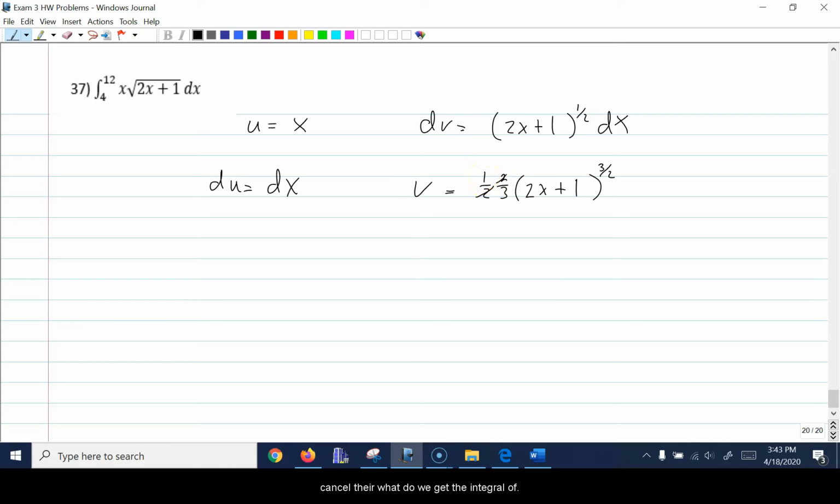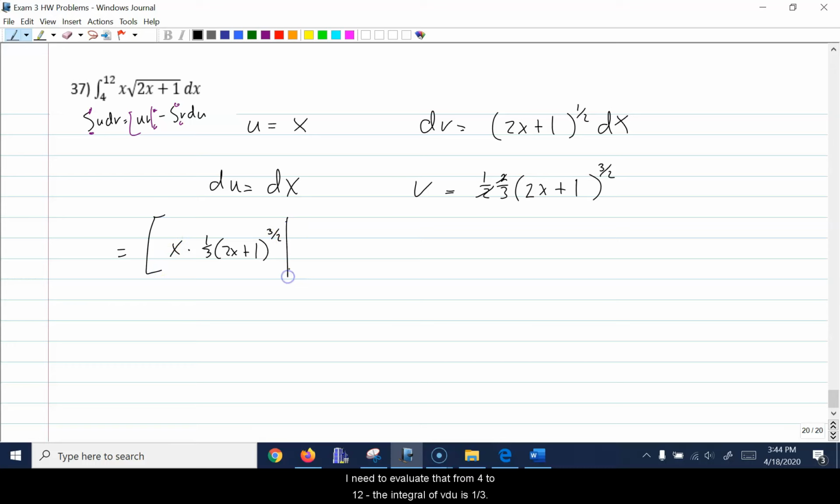So what do we get? The integral of u dv equals uv minus the integral of v du. And if you put bounds, then you just get bounds, and you have to evaluate this at those bounds. So uv is x times 1/3 (2x plus 1) to the 3/2. I need to evaluate that from 4 to 12. Minus the integral of v du, which is 1/3 (2x plus 1) to the 3/2 dx.